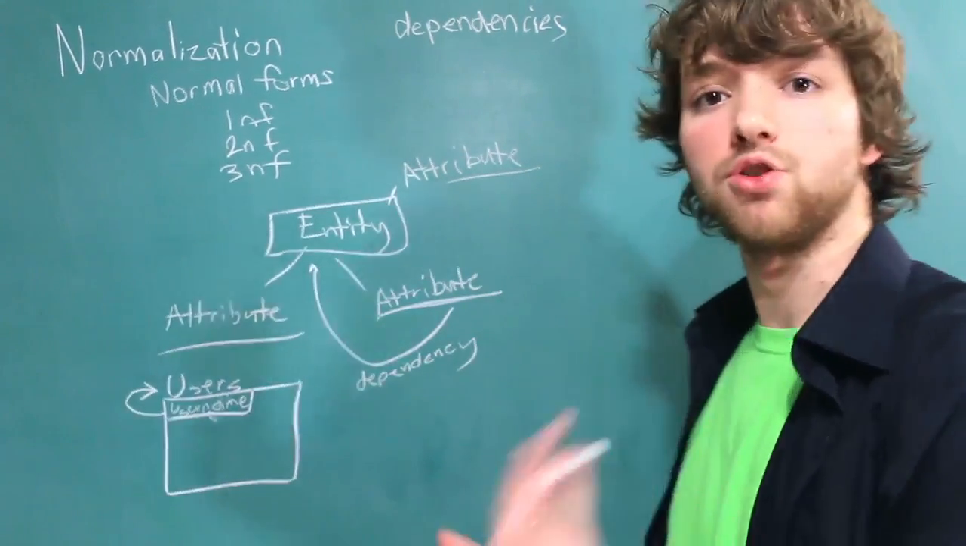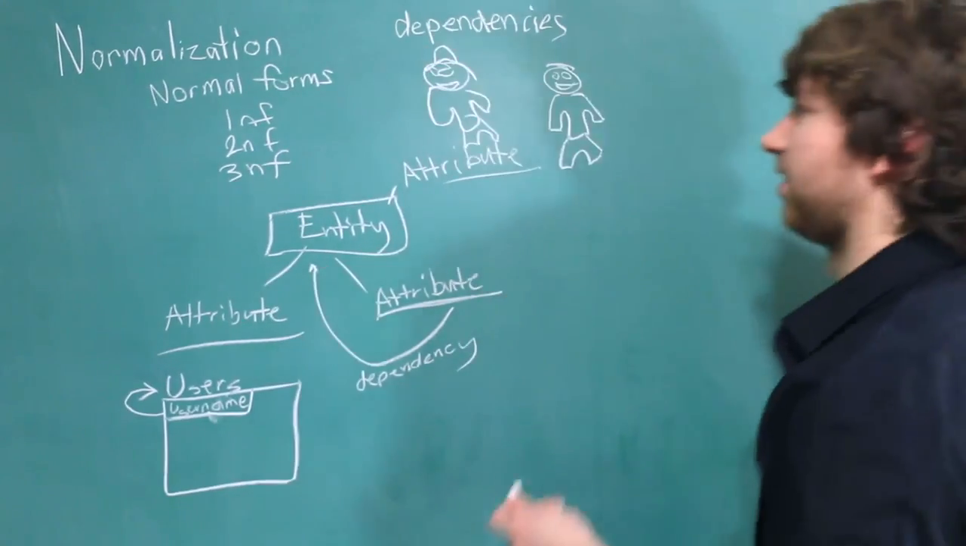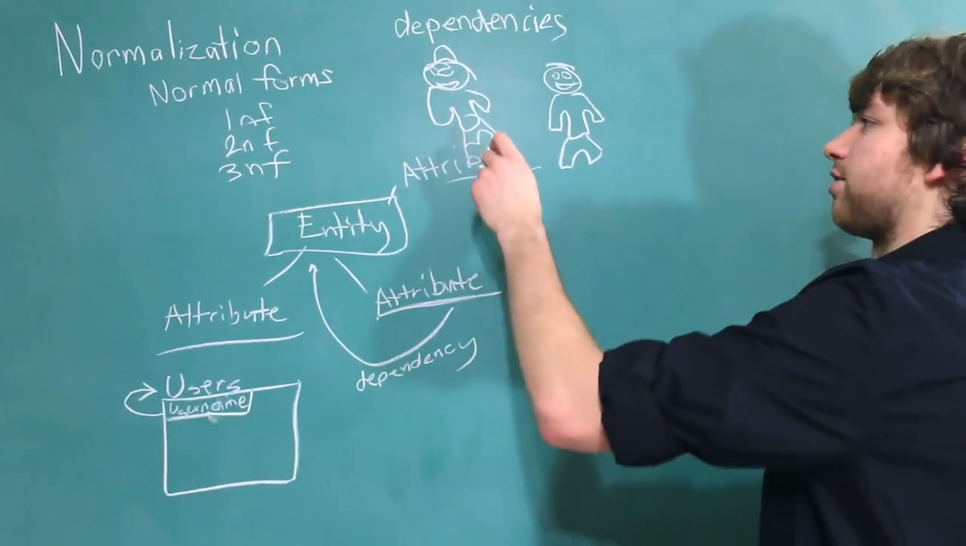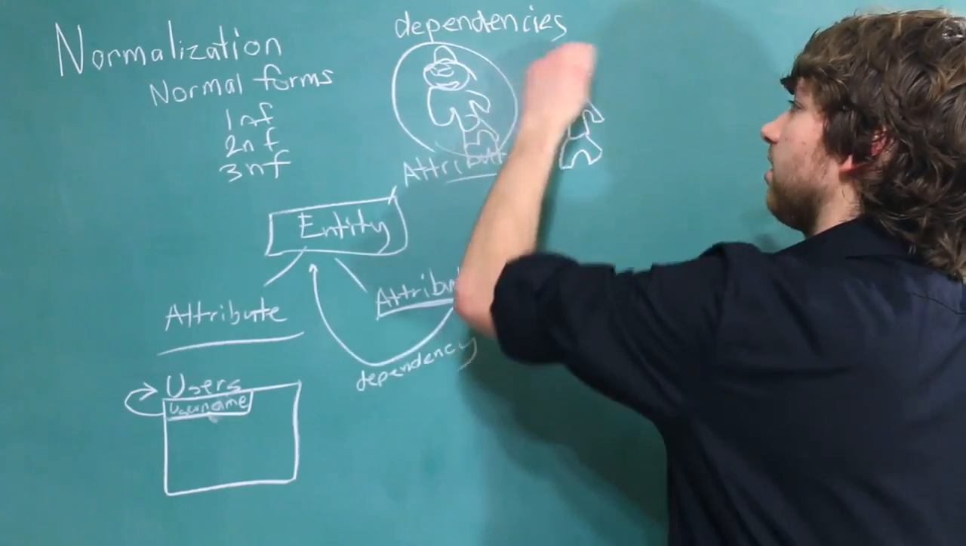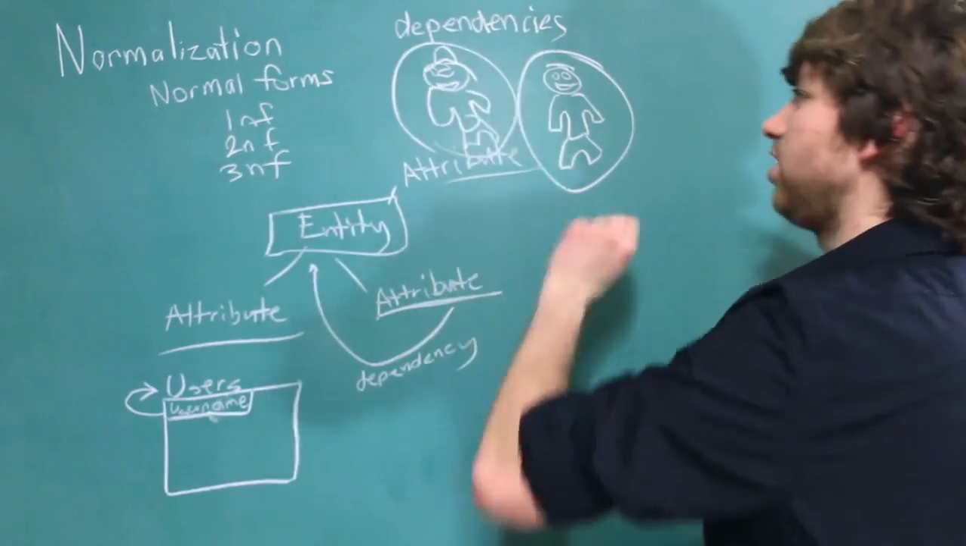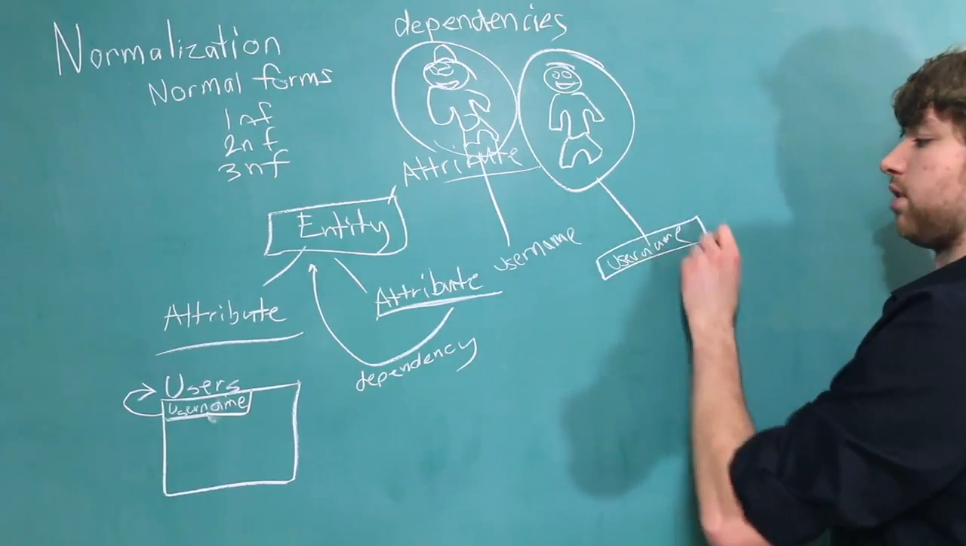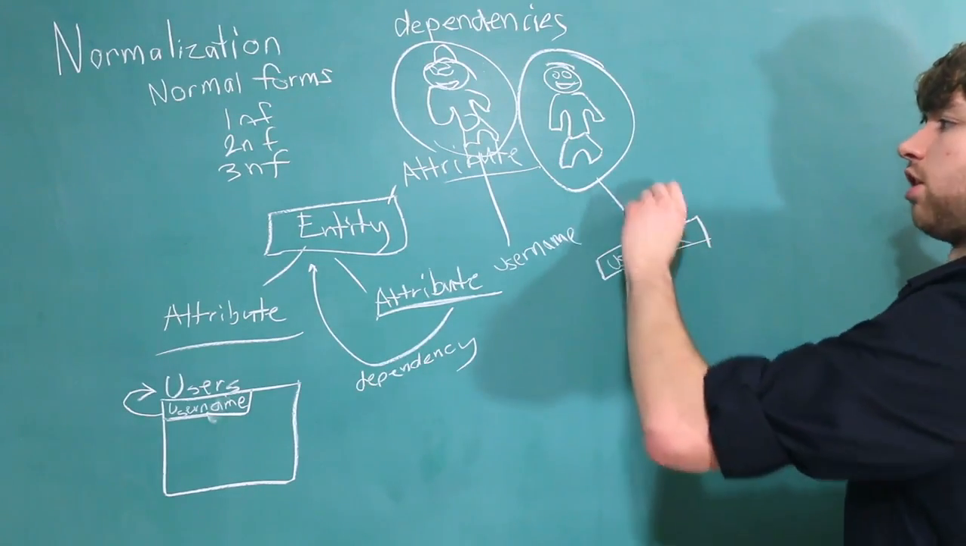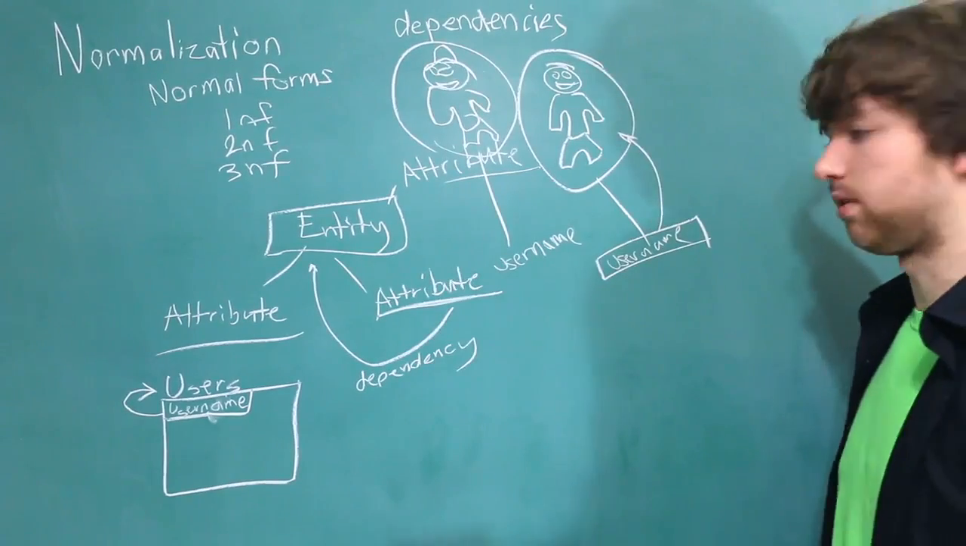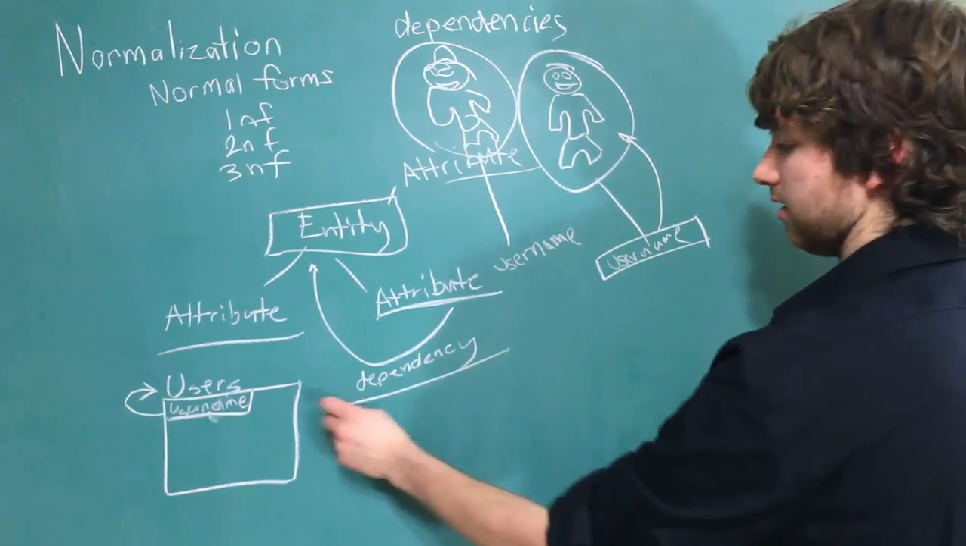So to think about that, we can draw some users. Still am bad at drawing. Here's a user, and here's a user. And each one of these users might have a username. So the value of username changes based on the user that we're talking about. That is an example of a dependency.